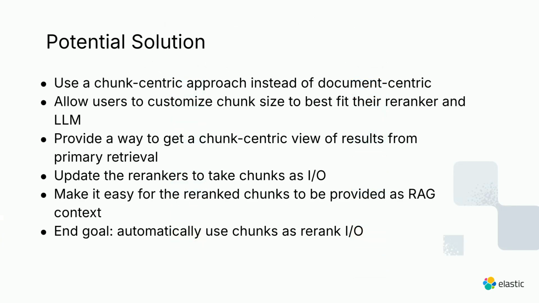So how we put all this together is we really want to create a chunk-centric solution for re-ranking for RAG in particular, but we don't have to limit it to RAG. It just might be most useful there. And as a platform, we want to allow users to customize chunk size to best fit their re-ranker, which can have a variable context window, and their LLM. As a platform, you can use any LLM you want, any re-ranker you want. We want to make this something that you can configure to your needs.